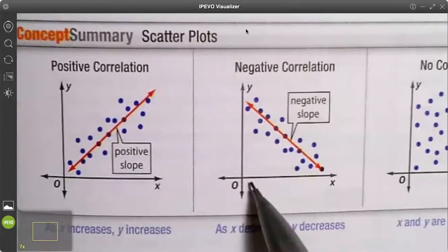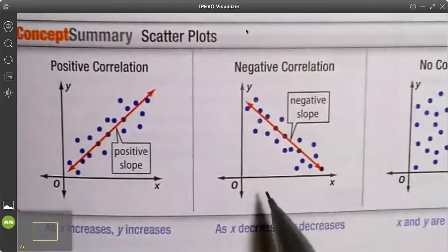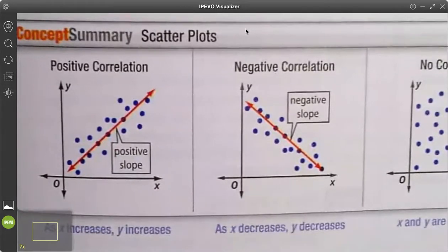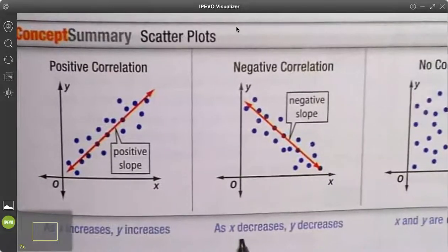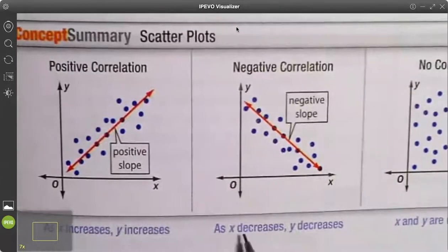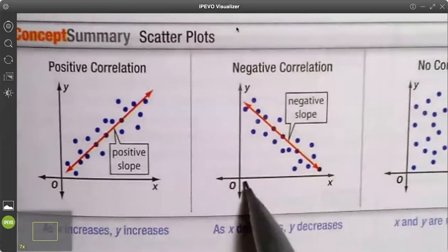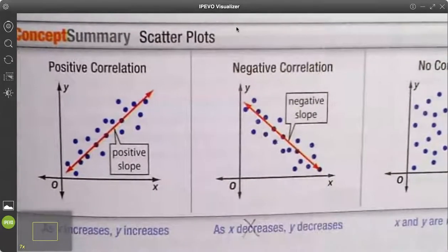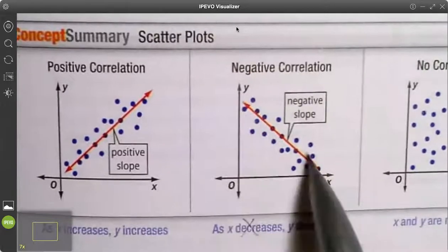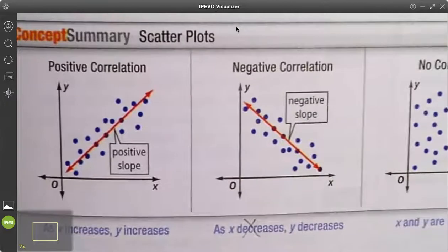As the X value decreases, the Y value decreases. And I said that wrong. That's why I hesitated. That is not right. As the X value increases, the Y value decreases. So this is a negative sloped line of best fit that goes through that data. So that is a negative correlation.